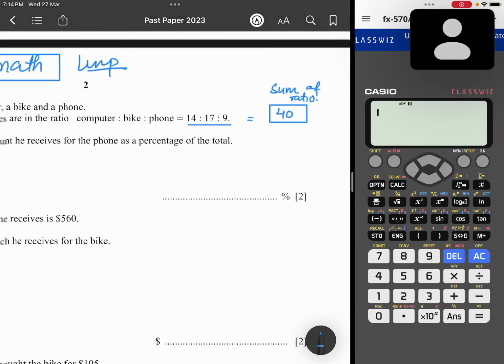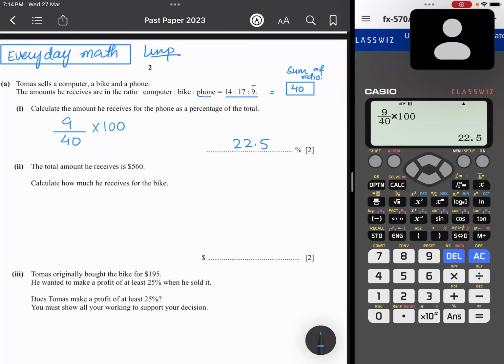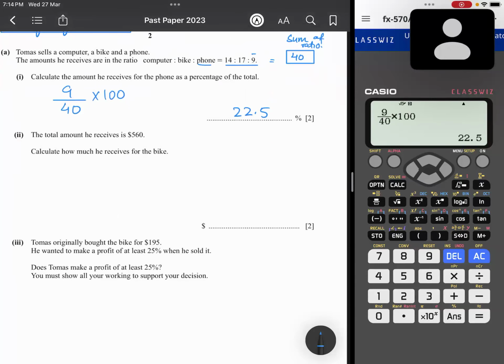Okay. Now they say to calculate the amount he receives for the phone as a percentage of the total. So beta, total is 40. For phone it is 9, and multiply by 100. So beta, that is very easy. 9 divided by 40 multiply by 100. Part divided by total multiply by 100 is the percentage. 45 divided by 2 is 22.5%. Don't write this unit because the percentage symbol is already written.